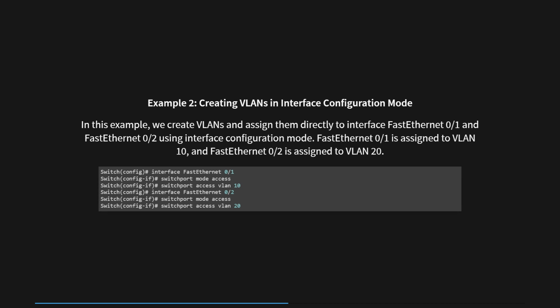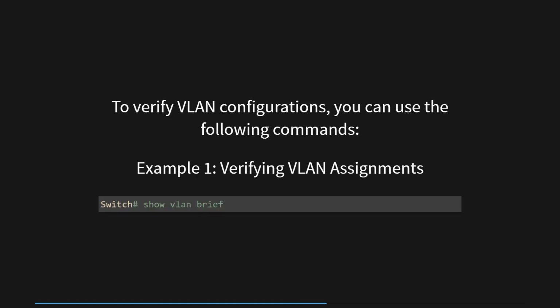Fast Ethernet 0/1 is assigned to VLAN 10 and Fast Ethernet 0/2 is assigned to VLAN 20. To verify VLAN configurations, you can use the following commands. This command displays a summary of VLAN configurations, including VLAN IDs, names, and associated switch ports. It helps verify that the correct VLANs are assigned to the appropriate switch ports.